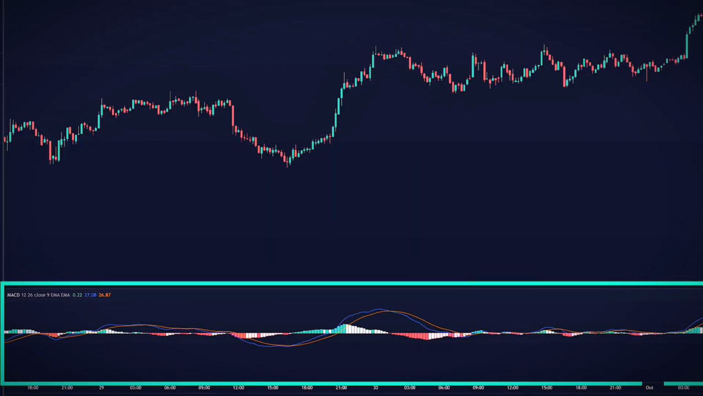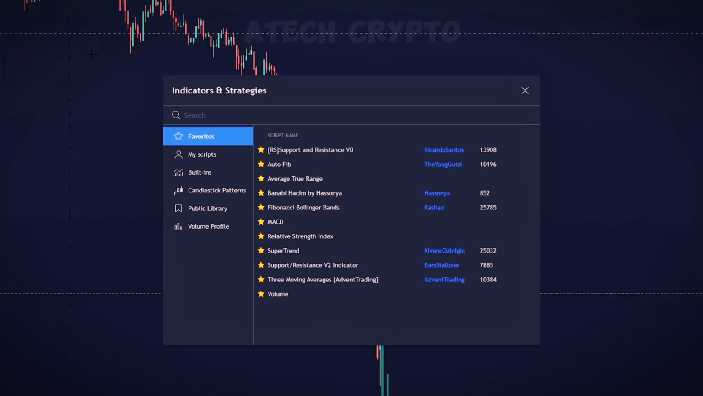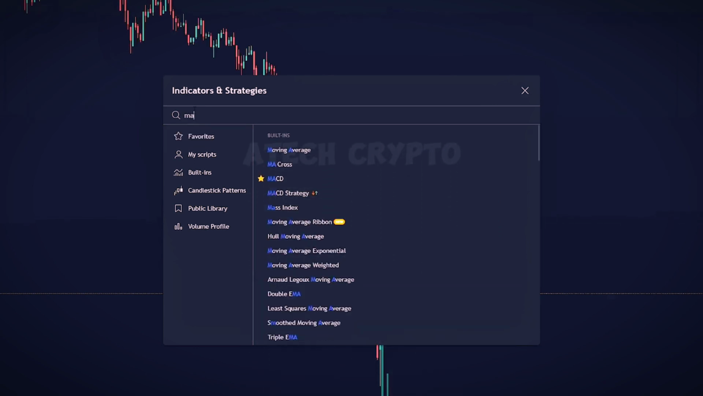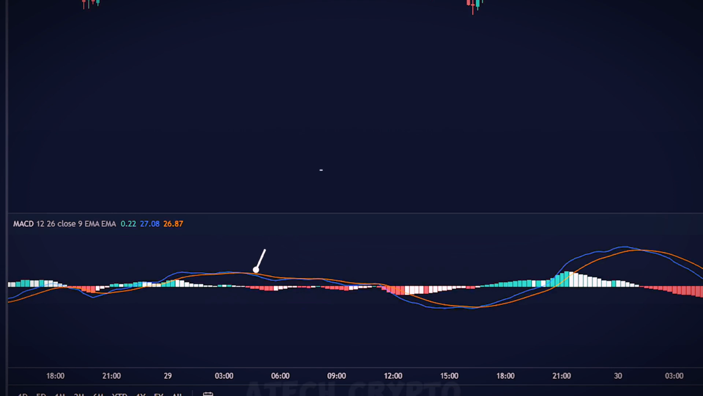First things first, let's add the MACD indicator to our chart. To do that, you're going to go to TradingView or whatever chart website you prefer, and then go up here to the Indicators tab, type in MACD, and click this top one. Now that we have the MACD indicator added, let's make sure we know how the MACD actually works.